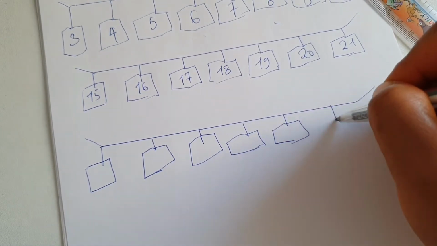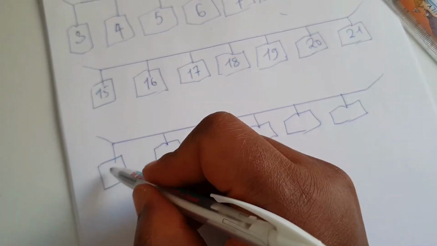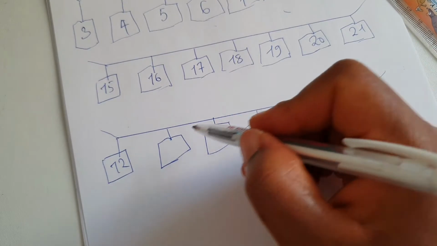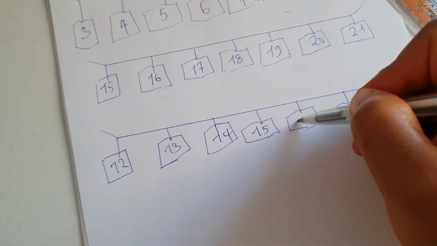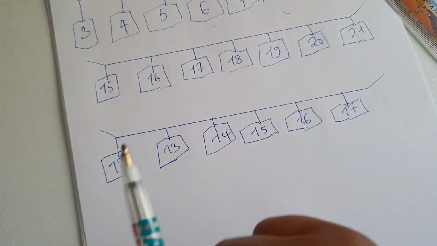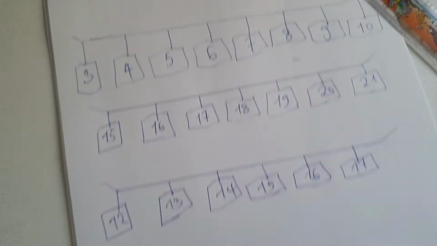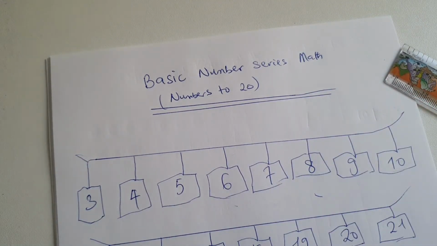Okay, and I will stop here. Then let me start with 12, 12, 13, 14, 15, 16, 17. Okay, that is all about basic number series, numbers to 20.